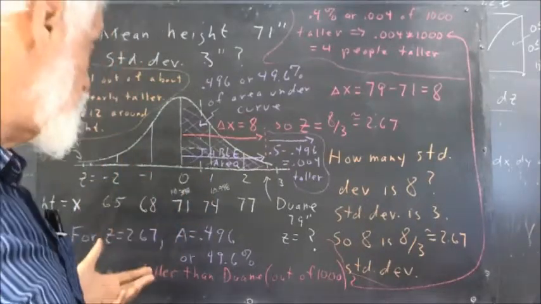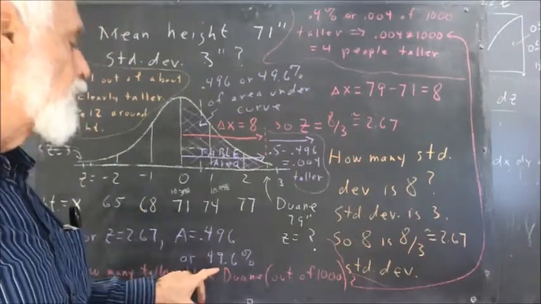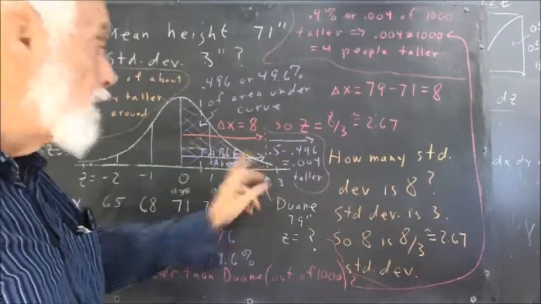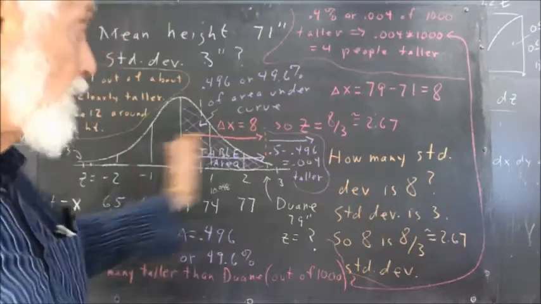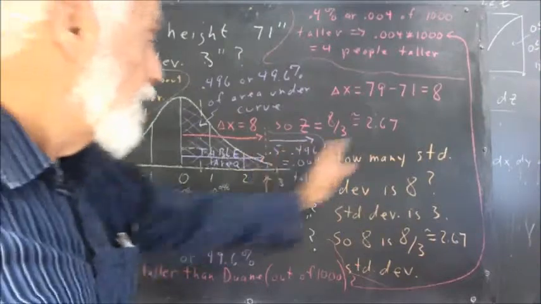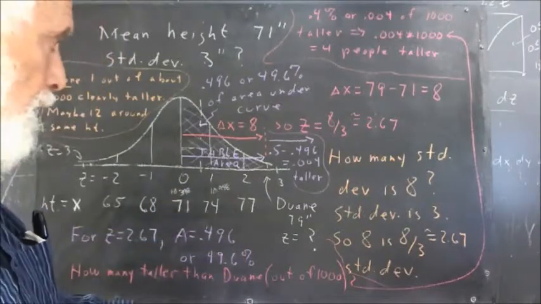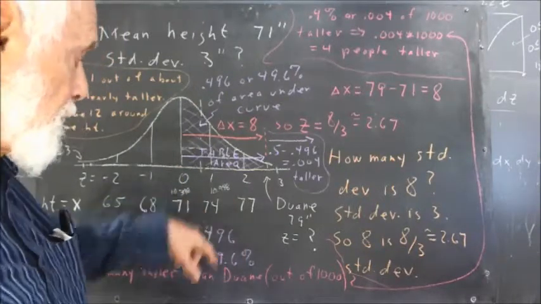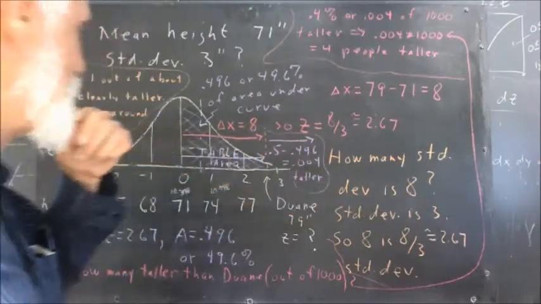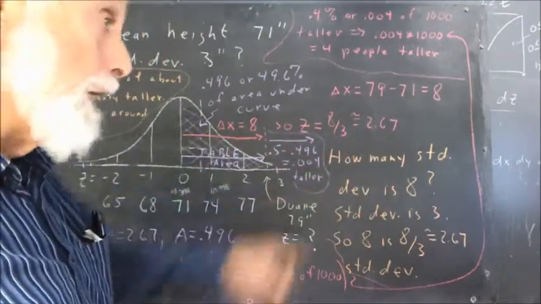So 50% is 0.5, 0.496 or 49.6% then lie between here and here, leaving you what? 50% to the right minus the 49.6% from here to here leaves you the percent that's out here. That would be 0.4%. Or we could just do the calculation going to proportions, going to the decimals. It's 0.5 minus 0.496 or 0.004 of the population should be taller than Duane. That's 4 out of 1,000, 4 1,000s.